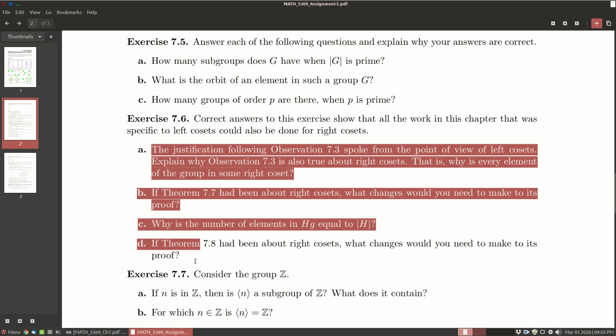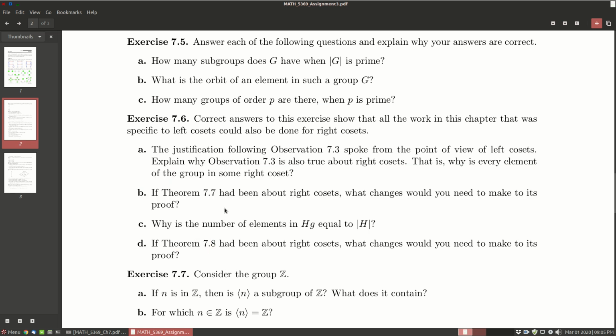Now, the goal of 7.6 is the following. In the notes, I had lots of theorems and results where I did things with left cosets. And the idea is you can prove and observe the same exact things for right cosets. So what should you do? You should open up the notes and look at observation 7.3, take the logic that I used for left cosets, and simply rewrite that logic for right cosets.